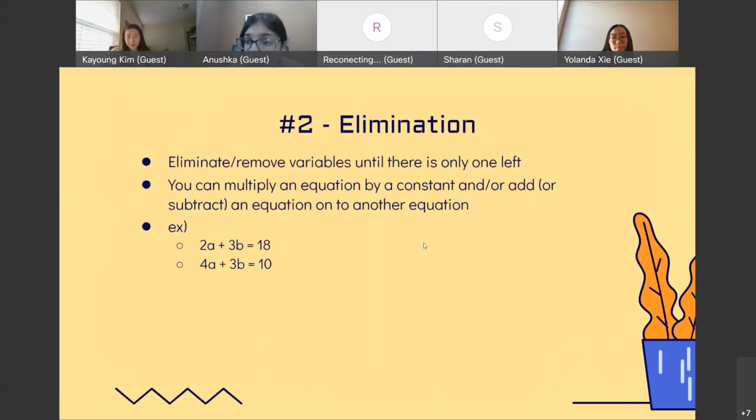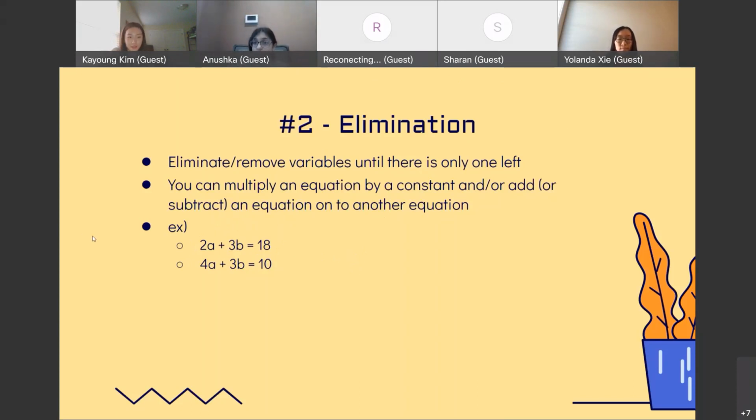All right, so this is another algebra one, and I think this one might be my favorite out of the 4 that we're learning this time. So it's called elimination, and it's basically like what the name says. So you eliminate or remove variables until there's only one left. And how do we do that? So you basically multiply an equation by a number, or add and subtract an equation onto another equation. So that may sound really confusing, but basically it's pretty cool.